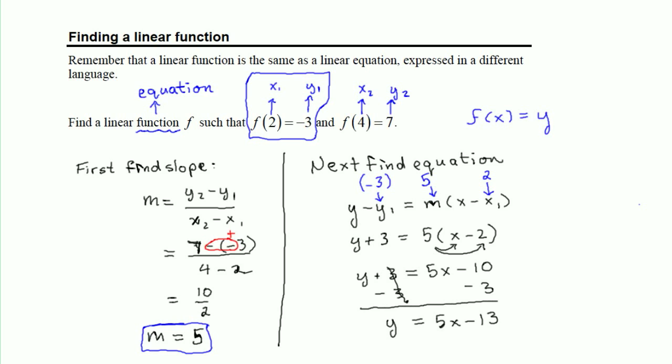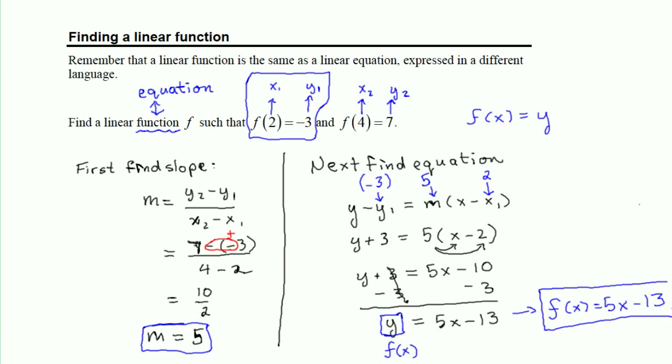There's just one step remaining here. As we mentioned, we need a function, so now is where we go back from equation to function by replacing our y with f of x. So that our final answer is just f of x equals 5x minus 13. So whenever it's helpful, we can go back and forth between function and equation language if it helps us to achieve our goal.